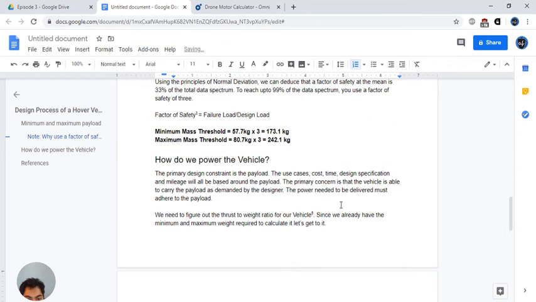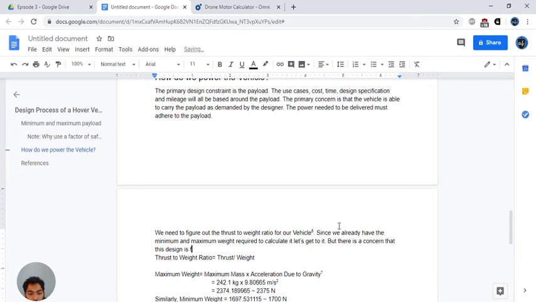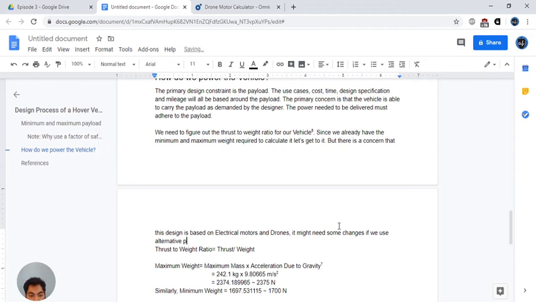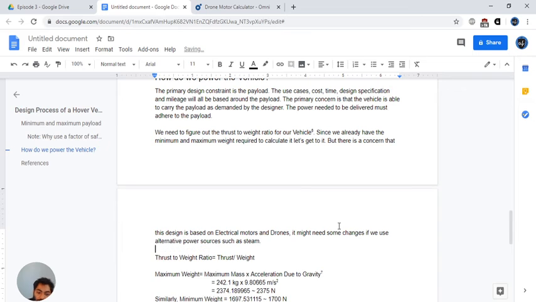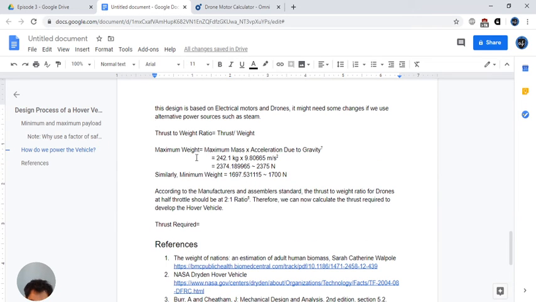And I will also write, but there is a concern that this design is based on electrical motors in drones. It might need some changes if we use alternative power sources such as steam, because in design you never know what might go wrong.